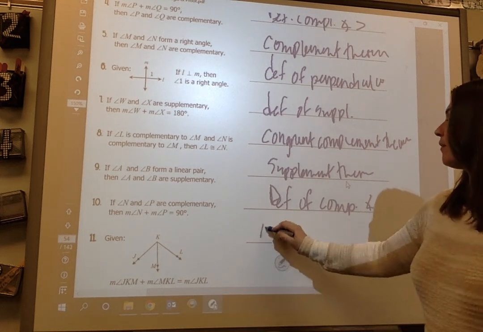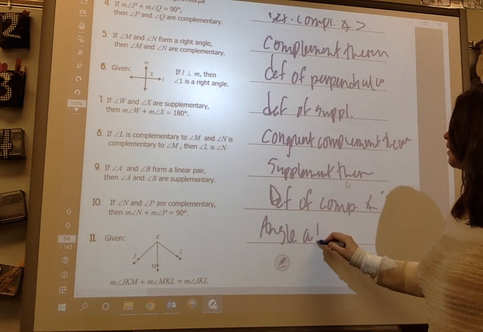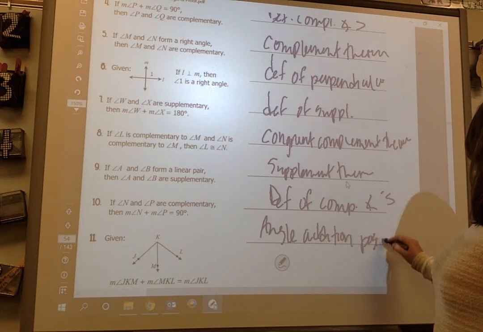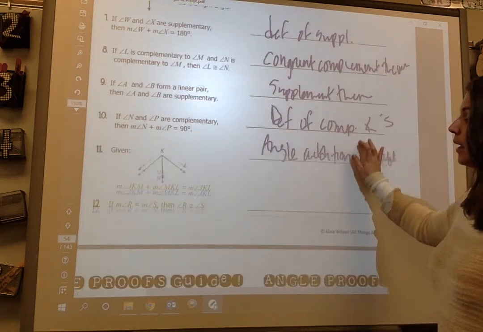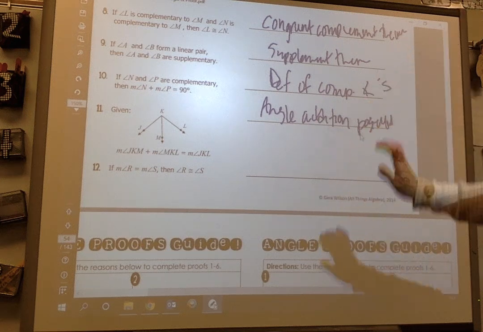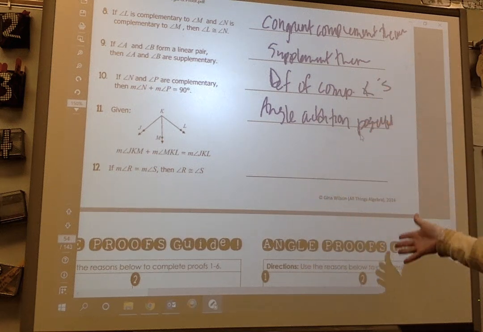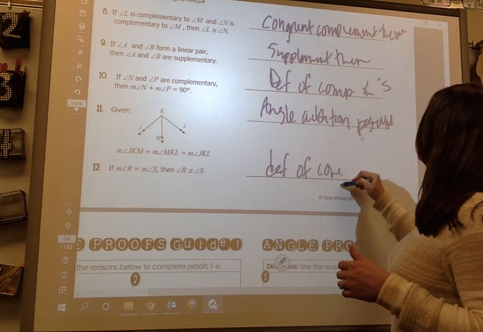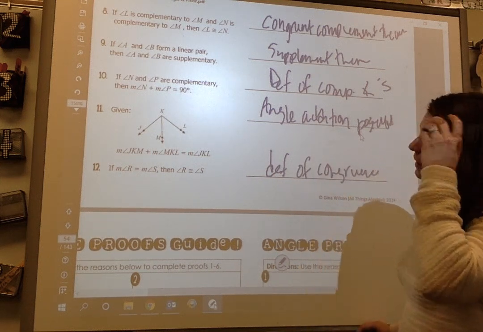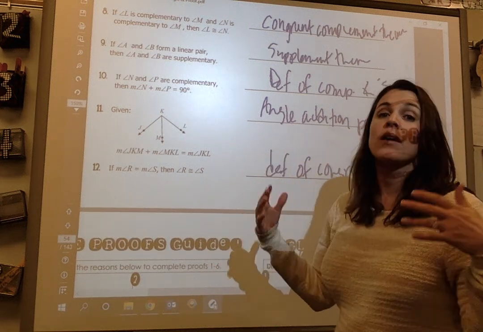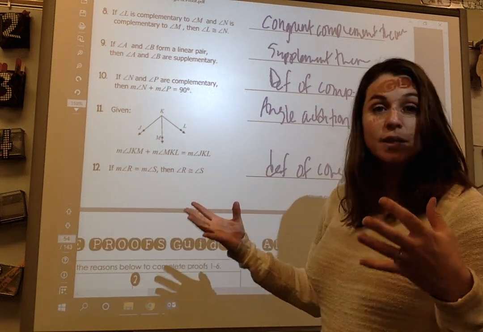And then, of course, number 11 is angle addition postulate. Very, very similar to segment addition postulate. And number 12: if the measurement of angle R is equal to the measurement of angle S, then we put those congruency marks on. So that is definition of congruence. That should be practice to help you get through that. And then, of course, we're going to piecemeal the angle proofs together. Good luck.